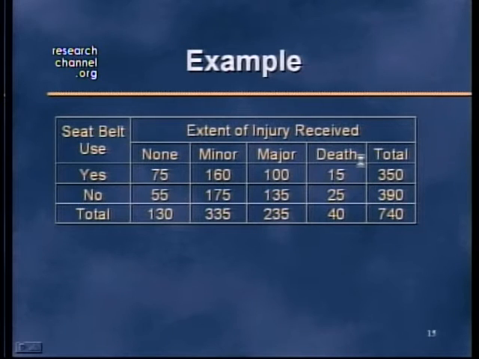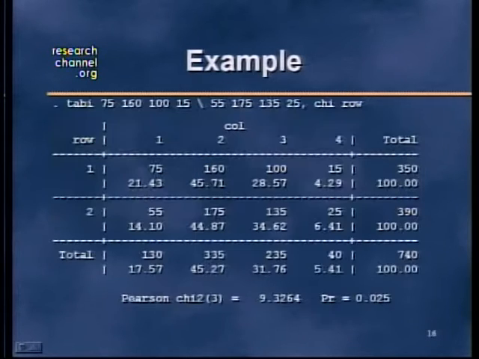So if we had had a dichotomous outcome, we would have looked at either dead or alive or some other binary classification. Here we have a categorical outcome that we can handle easily with this R by C contingency table. So we could look at the numbers. The numbers may not be as useful to us as the percentages, but let's look at how many had died if they used seatbelts, 15 divided by 350, compared to the proportion who died if they hadn't used seatbelts, 25 divided by 390. So at first glance, it appears that there's a lower proportion who've died in the group that used seat belts as compared to the group that did not.